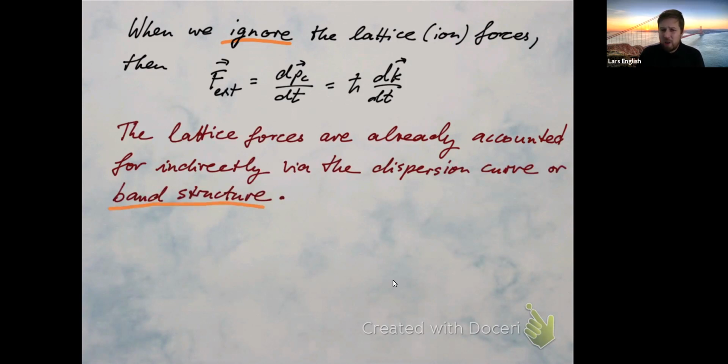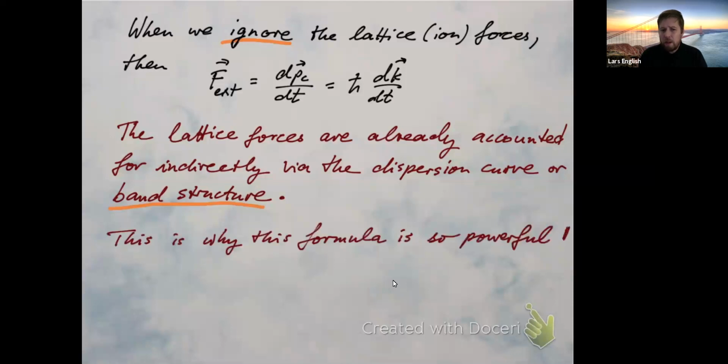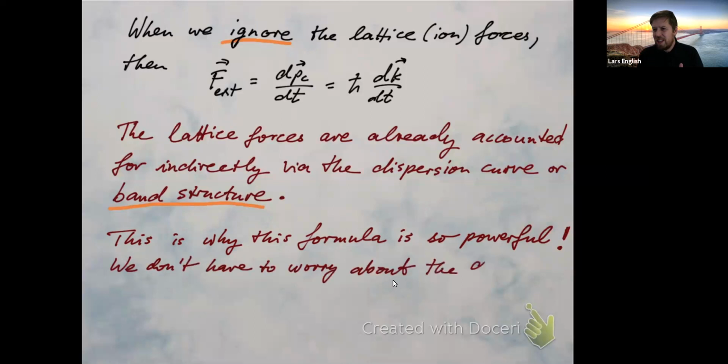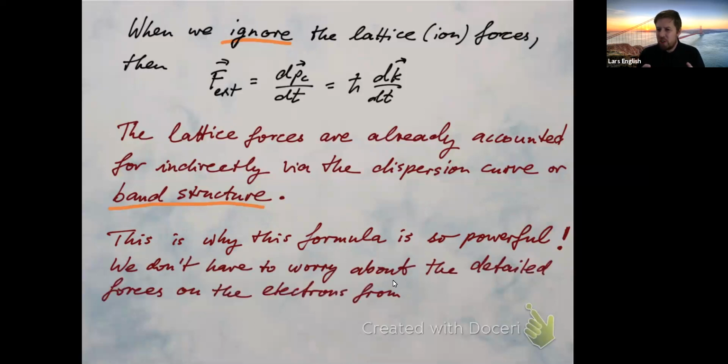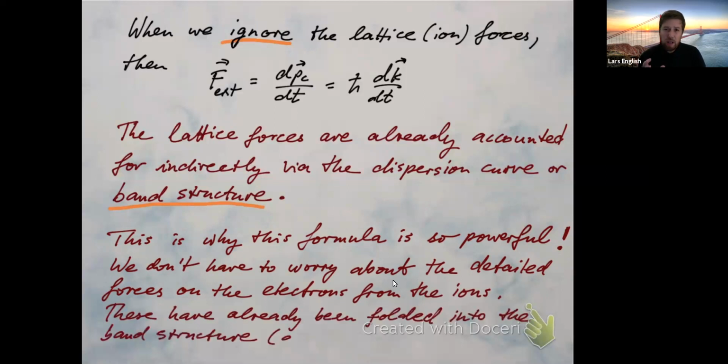That by ignoring a complicated force, we get something fairly simple. Well, it turns out that the lattice forces have already been indirectly accounted for via the dispersion curve or the band structure. It's already built in. And so now the formula is actually quite simple to write down. All the work went into predicting the shape of the bands, the various bands. And once we have that, then we can ignore the lattice forces and deal only with additional forces. And we get a fairly nice and simple equation, okay? So this formula is also very powerful for that reason.